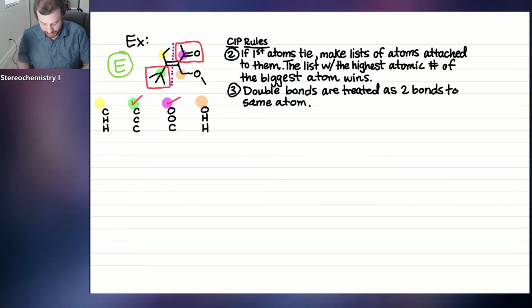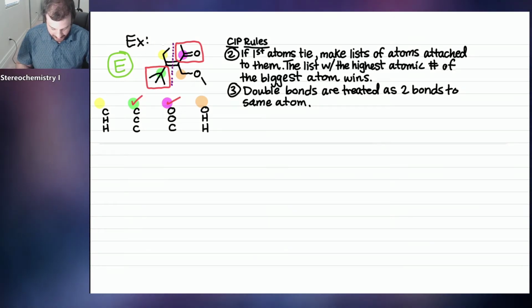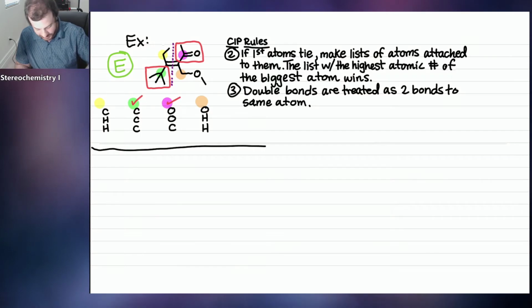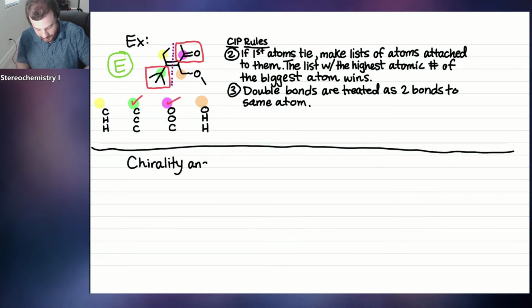All right, let's change gears a little bit. We're actually almost done with this lesson. I want to introduce another type of stereoisomer. And this kind of stereoisomer does not involve double bonds. This is the kind of stereoisomer that you'll sometimes see with alkanes. And so before we talk about that, I want to introduce two more vocabulary words. And those words are chirality and enantiomers.